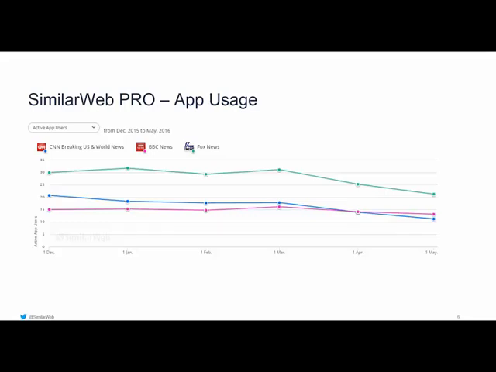To start with, I want to first show an example of the Pro. Here we're looking at mobile app engagement metrics, specifically active app users. You can see the Pro is a very nice tool. It has a nice UI. It's meant for human consumption.